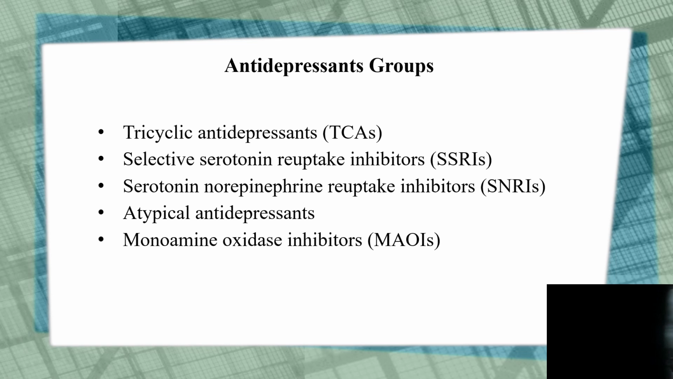And you have the different groups. You have the tricyclic antidepressants, TCAs. Then you have selective serotonin reuptake inhibitors, SSRIs, serotonin norepinephrine reuptake inhibitors, SNRIs. Then you have the atypical antidepressants, and you have the monoamine oxidase inhibitors, MAOIs.